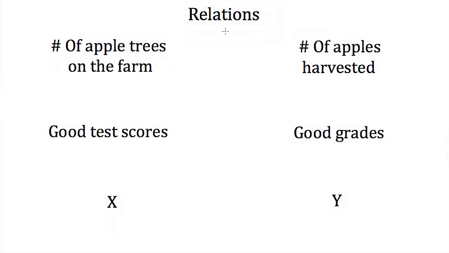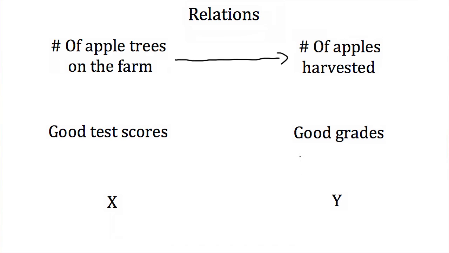Say I had a farm with several apple trees on it. The number of apples I would harvest off of my farm depends on the number of trees I have on my farm. If I have more trees, I'm going to harvest more apples. If I have less trees, I'm going to harvest less apples. So there is a relationship between the number of apple trees and the number of apples that we're going to harvest.